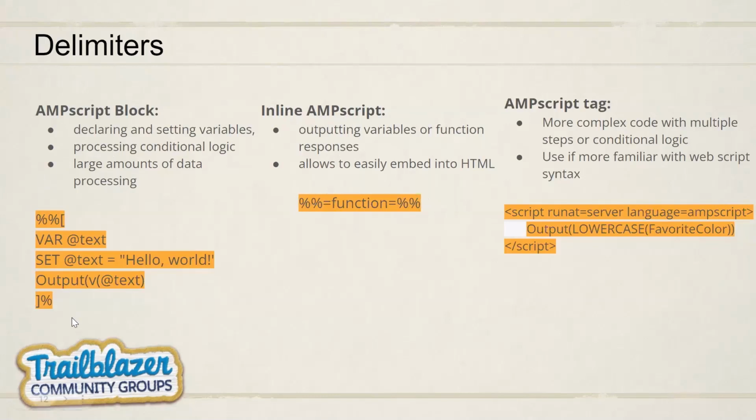If it is multiple lines, if it is a block, we're going to include it within %% bracket signs. And the AMPscript tag is another way where, if we want to include more complex logic, and you are already aware of some scripting language like JavaScript and so on, if you are more comfortable writing this as a script, then you can use these tags, script runat equals server and language equals AMPscript, and include all the code that you want to execute within. So these are the different ways, but the most commonly used are the AMPscript block and the inline AMPscript.